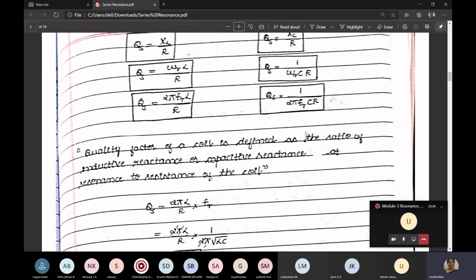Now what will be the definition of quality factor? It is the ratio of inductive reactance, XL, or capacitive reactance, XC, at resonance to the resistance of the coil, capital R. Quality factor is the ratio of inductive reactance at resonance to the resistance of the coil. So that is the definition of the quality factor.